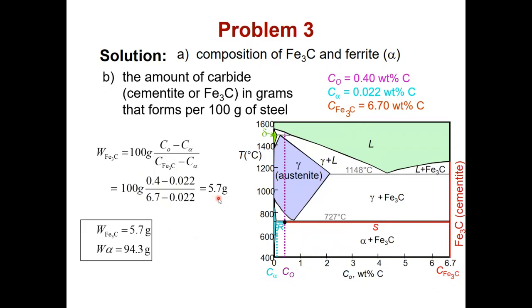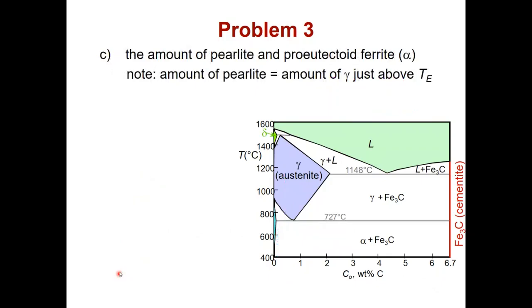Taking 5.7 out of 100 grams leaves us this much of alpha, which is ferrite. Ferrite is the soft phase and cementite is the hard phase. Moving to the next part, the amount of pearlite and proeutectoid ferrite. Note, the amount of pearlite is equal to the amount of gamma iron just above Te. This Te refers to the eutectoid temperature, which is 727 degrees C, right here.